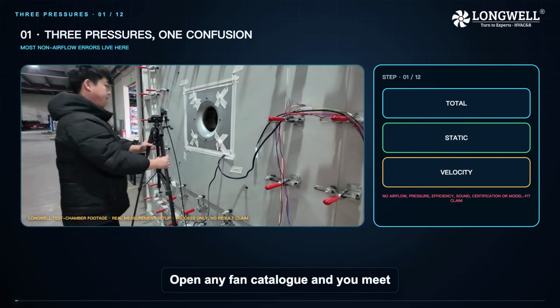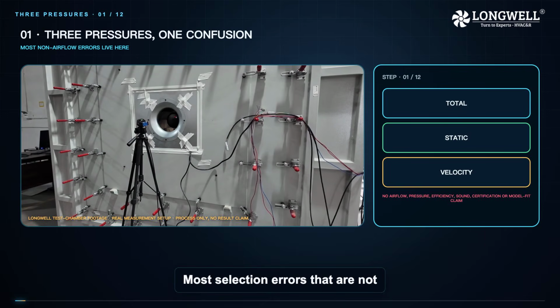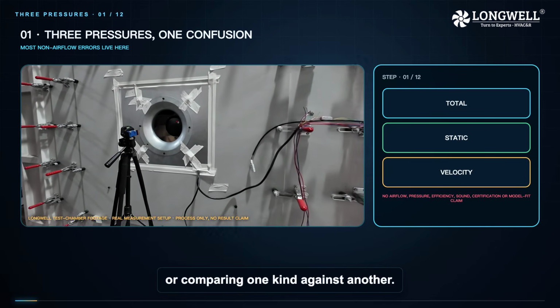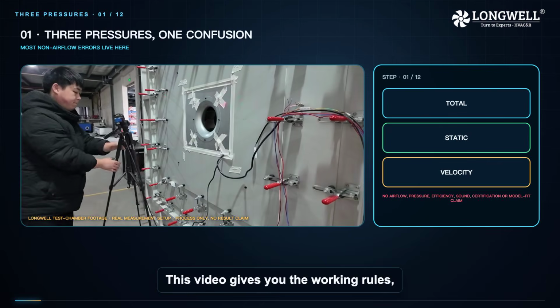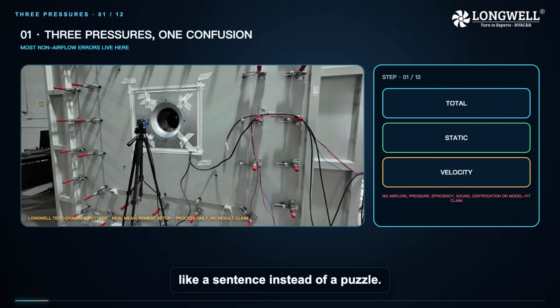Open any fan catalog and you meet three pressures: total, static, velocity. Most selection errors that are not about airflow are about picking the wrong one of these three, or comparing one kind against another. This video gives you the working rules, and by the end a fan curve will read like a sentence instead of a puzzle.